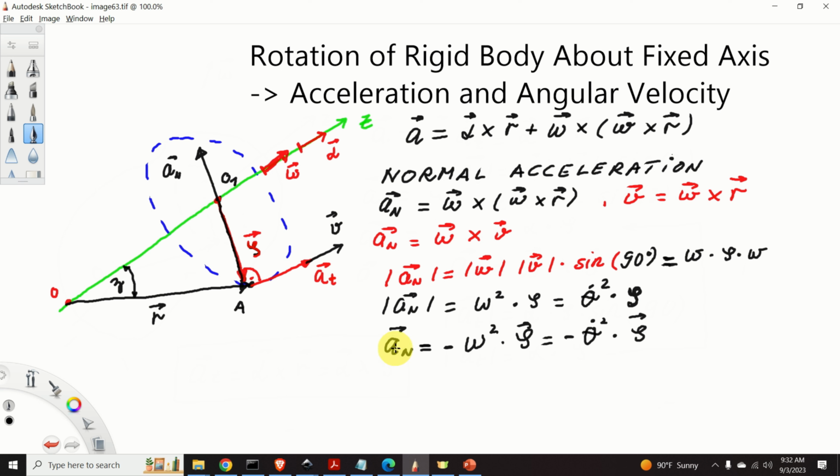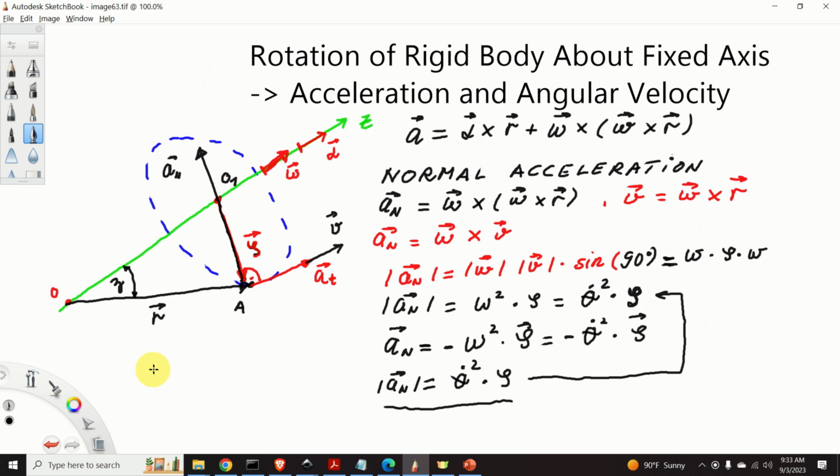Let's show that. Well, what's the intensity of an? The intensity of an is the intensity of theta dot, and that's basically theta dot squared. And what's the intensity of minus rho? The intensity of minus rho is simply rho, and that's precisely this expression. Consequently, we conclude that an can be represented as minus omega squared times rho. Here's the vector rho, and that's equal to minus theta dot squared times rho.